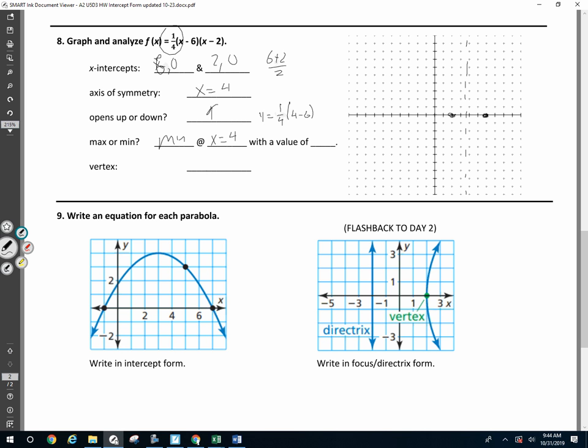4 minus 6, 4 minus 2. That's negative 2 times positive 2, which is negative 4, times 1/4. You could do this all in your calculator if you want to. Negative 4 times 1/4 is negative 1. So I have the vertex (4, negative 1), and there's my graph.